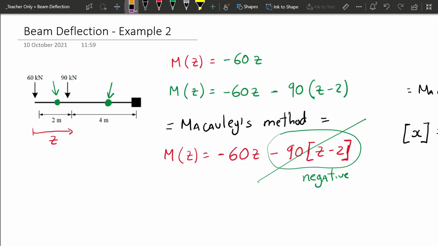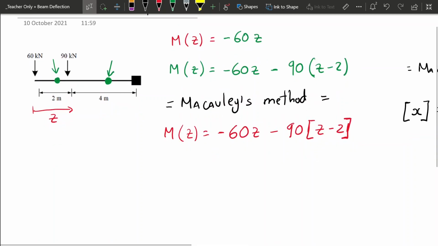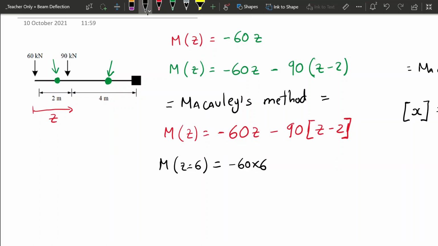So that's basically it for this problem. And once we accept the Macaulay's function and how it works, then everything is exactly like it was before. So this would be our moment equation. For example, we could test the moment when z equals 6. And what do we get? We get minus 60 times 6, which we get already from first year structures. It's just force times distance, minus 90 times 4, which again we get from first year structures. And this will still be minus 720.